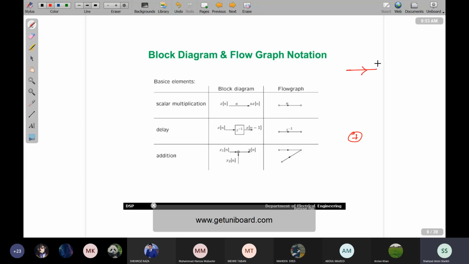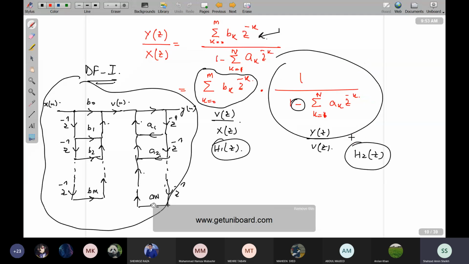If we have to multiply something, you place an arrow sign and put the constant you are multiplying by over it. Similarly, in a flow graph, if you want to show a delay element, that's enough, you show z inverse over it. And whenever you have to add two things, you show it in this way, and that would be the addition, a simplified version of the block diagram. So nothing different. That's the flow graph version of DF1.